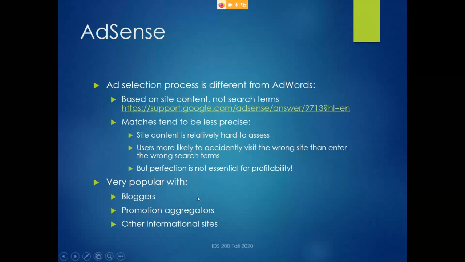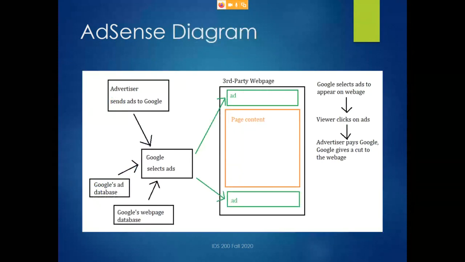Anyway, AdSense is very popular with bloggers, right? People that are providing free content but want to make a little bit of money off it. Promotion aggregators, so think of sites like Travelocity, Priceline, things like that. Any sort of coupon-based site, and other informational sites. Any site that basically doesn't have a product that they're selling but still wants to make money off their website, AdSense is a reasonable way to go.